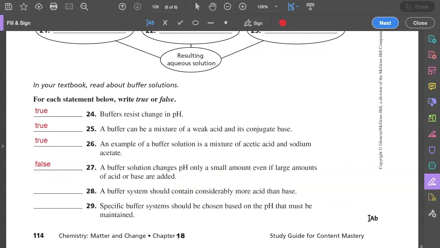In fact, we talk about a buffer capacity, the capacity that a buffer has until you start seeing major changes in pH. As long as you're using reasonable amounts of that acid or base, it should hold pretty steady. A buffer system should contain considerably more acid than base. That's false as well. Actually, you want to have fairly similar concentrations of acid and conjugate base, or base and conjugate acid. Specific buffer systems should be chosen based on the pH that must be maintained.